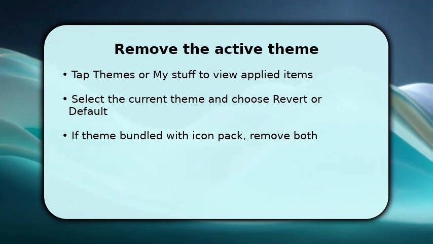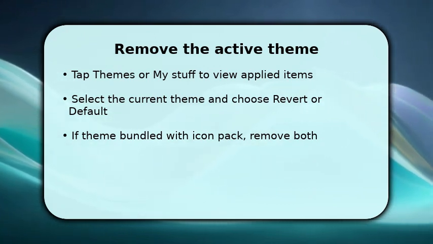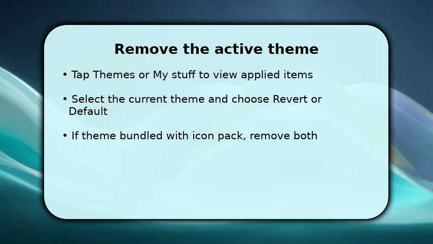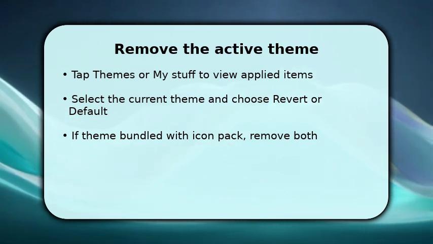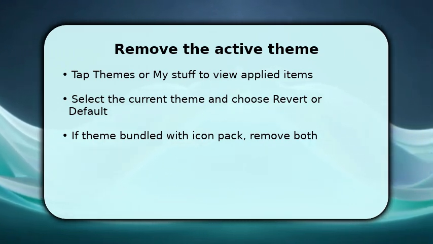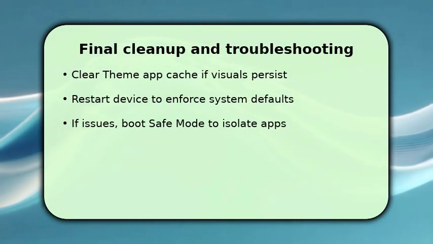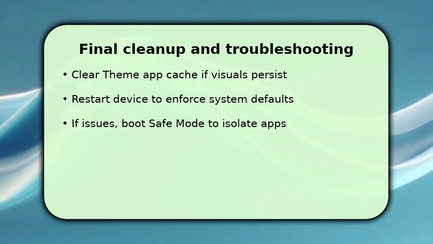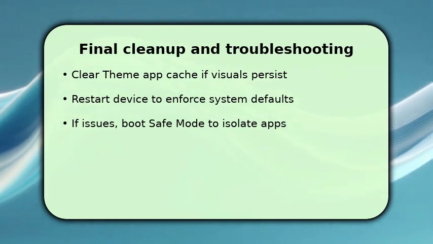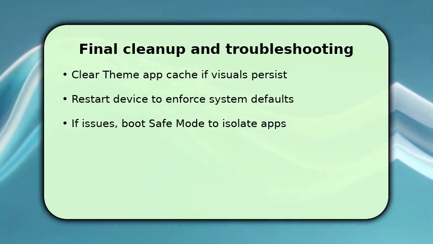If the theme included an icon pack or font, make sure to uninstall or switch those separately to avoid mixed visuals. Once removed, confirm home screens and lock screen look normal before proceeding to final cleanup steps. Finish by clearing the theme app cache in Settings, Apps, Themes, Storage. This removes leftover assets. Then restart the phone to enforce system defaults and check every screen.